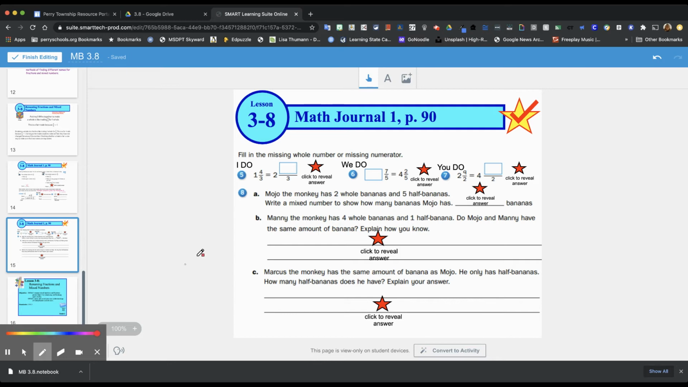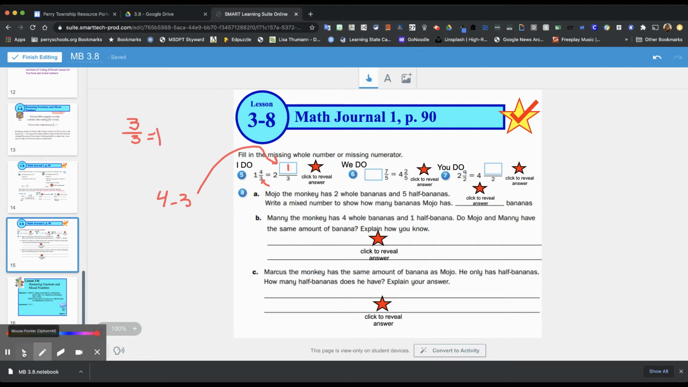I want to ask myself, what denominator are we working with? We're working with thirds. So I know 3/3 equals 1. So I took 3/3 out of 4/3. So this is going to be 1/3 because 4 minus 3 equals 1. So 1 and 4/3 is the same as 2 and 1/3.